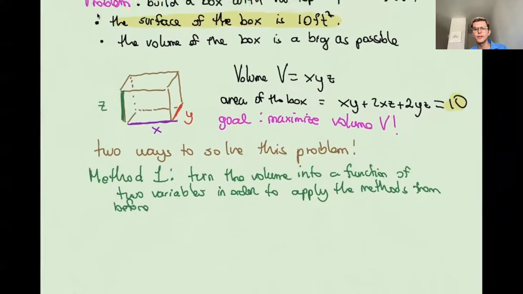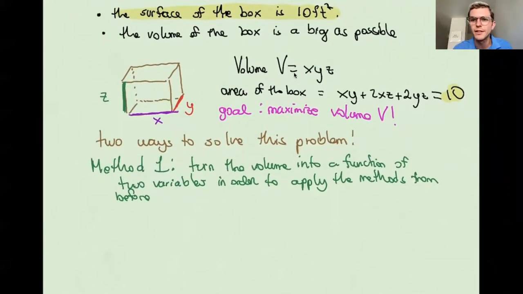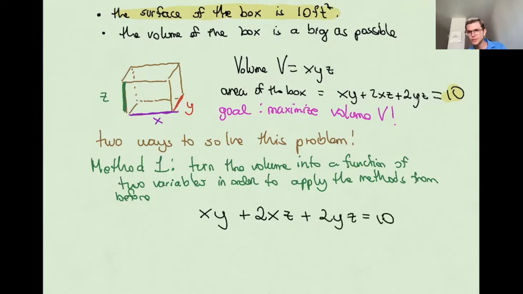Now, the volume a priori looks like a function of three variables, right? How can you turn it into a function of two variables? Yeah, you can use the second equation to solve for z. So here's how we would do this. You have this equation. By the way, this equation in this context will be called the constraint equation because it's constraining the variables x, y, and z. So this will soon be called the constraint equation.